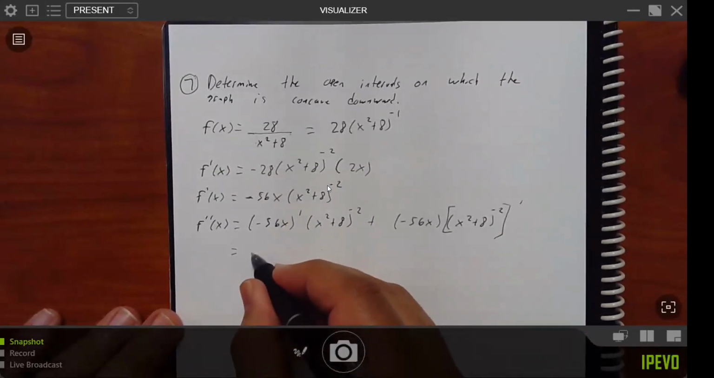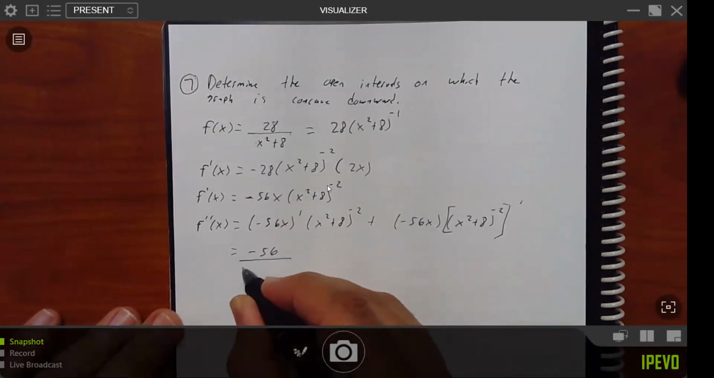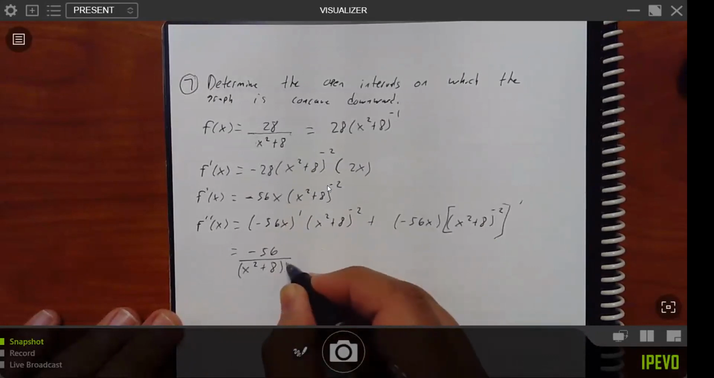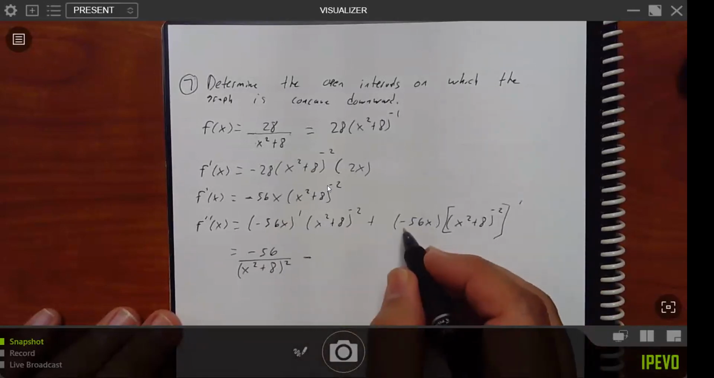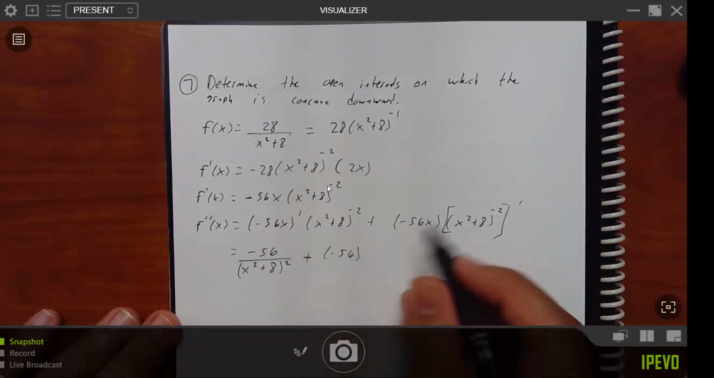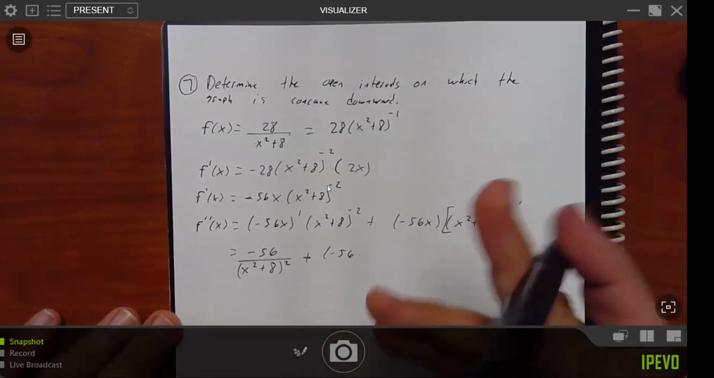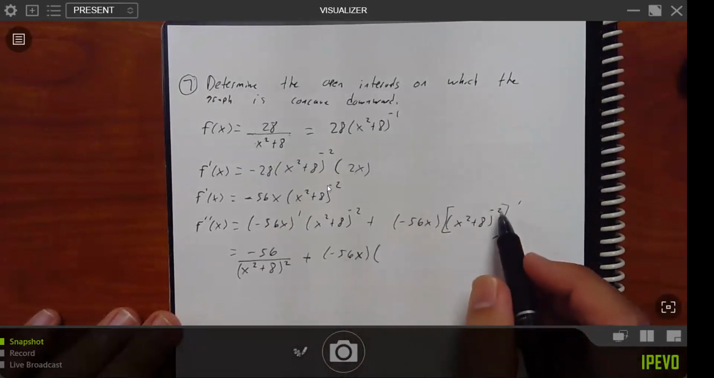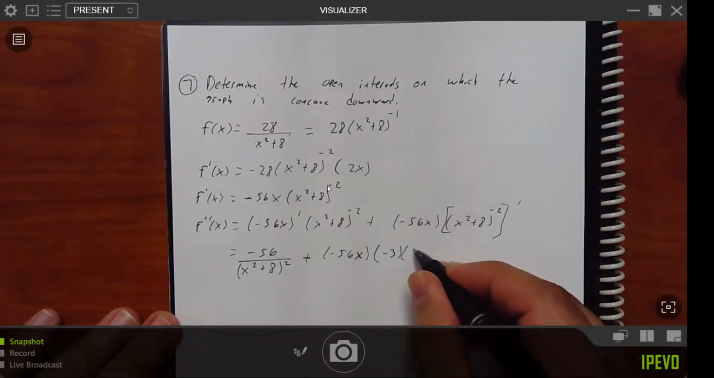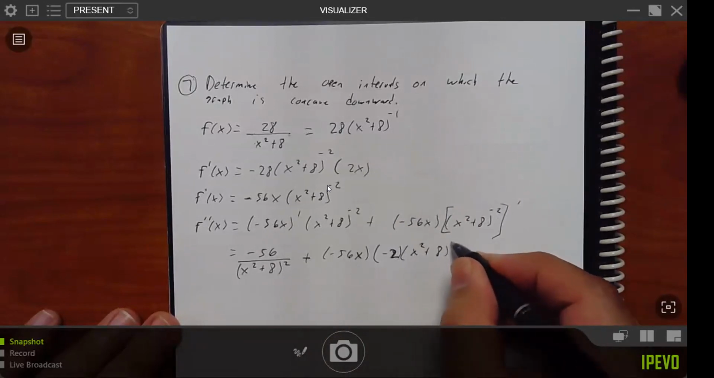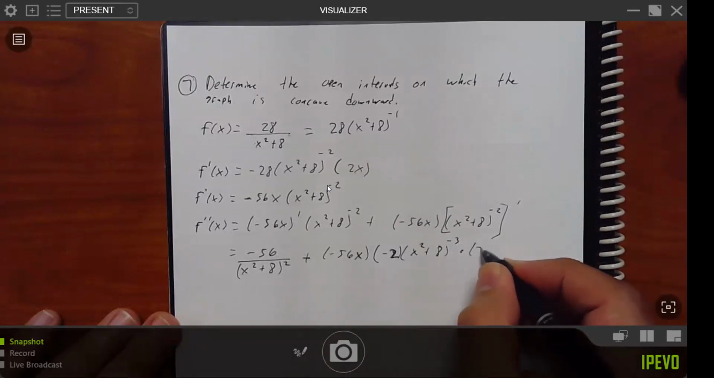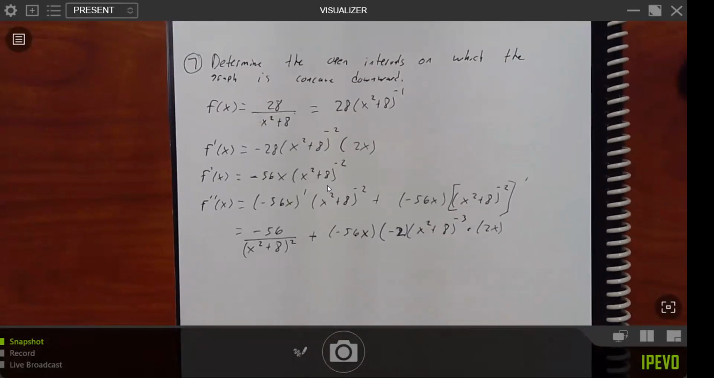So this will be negative 56 over x squared plus 8 squared minus negative 56 x times derivative of this, which will be negative 2 times x squared plus 8 to the negative 3 times 2x. Right, that doesn't look pretty at all, but here we go.